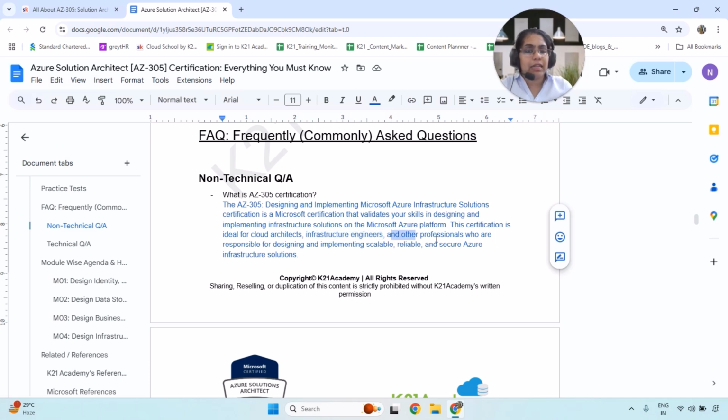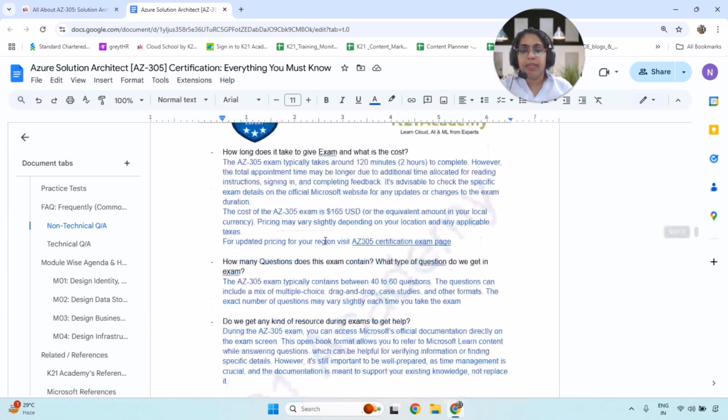Now, the second type of question which we frequently hear is, how long does it take to give the exam and what is the cost for it? Many of you ask about the duration of this particular certification. So let me tell you that the duration for the certification is going to be 120 minutes, which is 2 hours to complete. And the total appointment time may vary. Whenever you register for the certification, you will receive an email for that. So you can read the time which is allocated for your certification in that particular email.